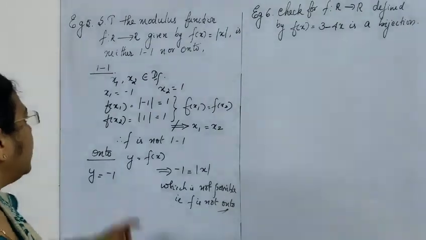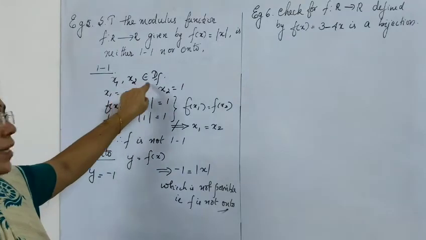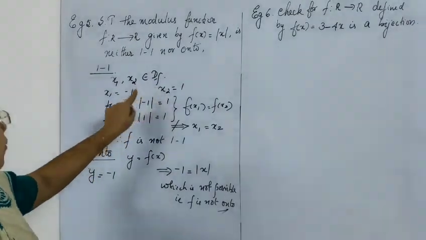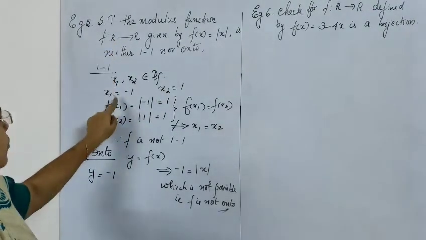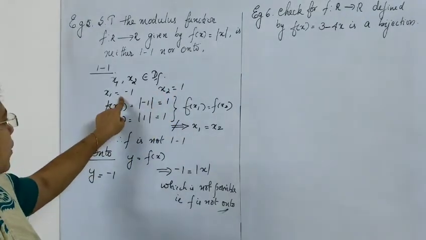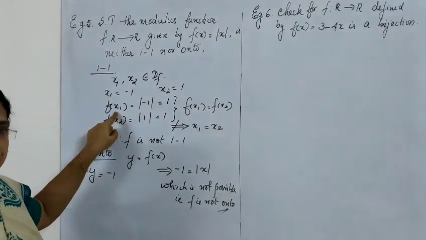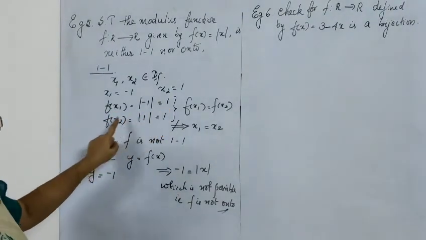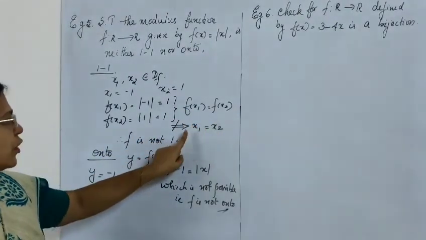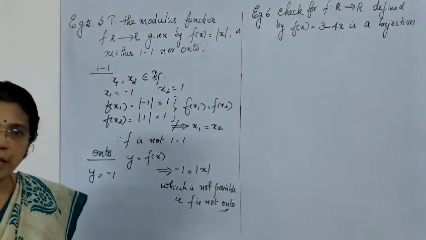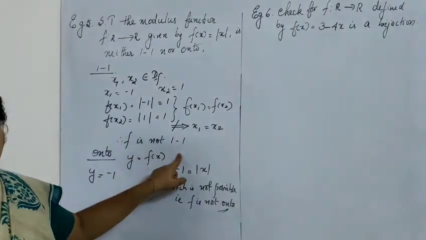I repeat once again, to check for 1-1 and onto for the modulus function. I take x1 and x2 which belong to the domain of the function, where x1 is negative 1 and x2 is 1. It is the set of real numbers, and real numbers have both negatives and positives. So, I took x1 as negative 1 and x2 as 1. When I take f of x1, modulus of negative 1 which is 1. F of x2, modulus of 1 which is 1. Here f of x1 is equal to f of x2 does not imply x1 is equal to x2, as x1 is not equal to x2 here. Therefore, f is not 1-1.